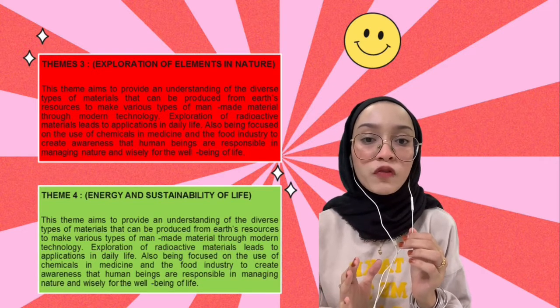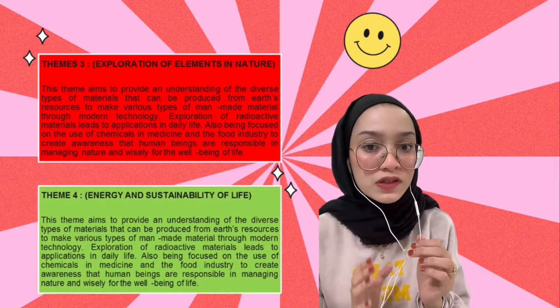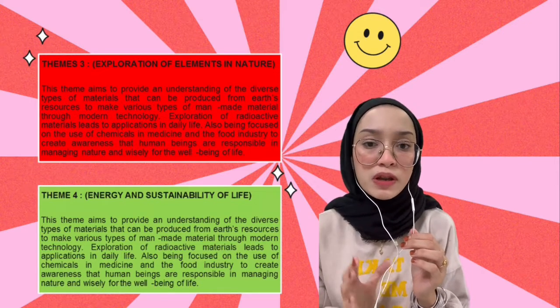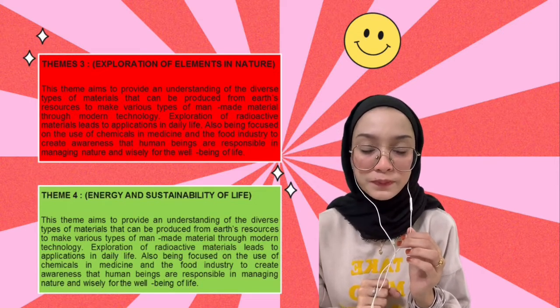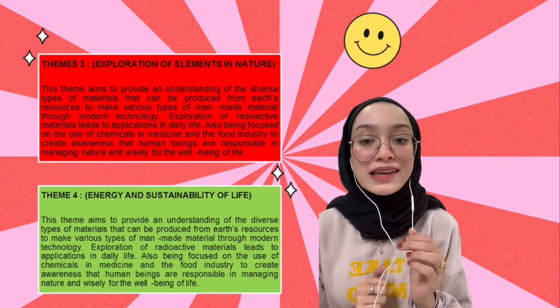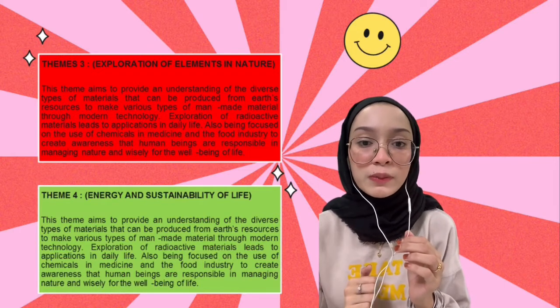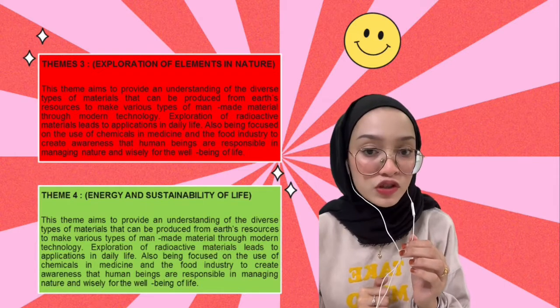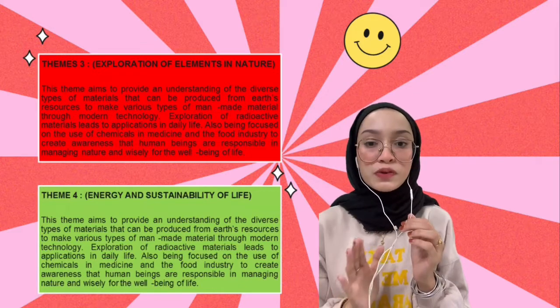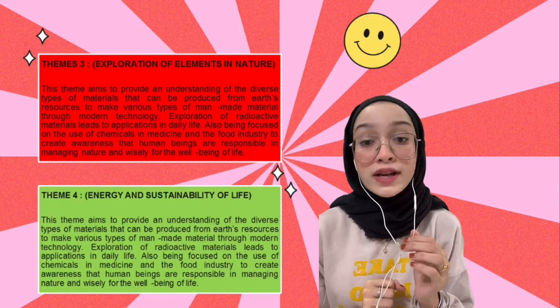Move to the last theme, which is theme 4, energy and sustainability of life. This theme aims to provide an understanding of the diverse types of materials that can be produced from Earth's resources to make various types of man-made material through modern technology. Exploration of radioactive materials leads to applications in daily life, also focusing on the use of chemicals in medicine and the food industry, to create awareness that human beings are responsible for managing nature wisely for the well-being of life.